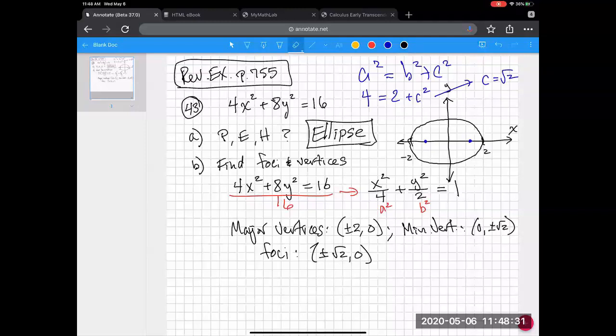I would have normally just given you time to go through and do all of that yourself, but I'm trying to get a couple of problems in and we don't have a lot of time left, so I'm doing a little bit more of it for you. But are there any questions, comments, discussion about how I found the foci and vertices of this ellipse?